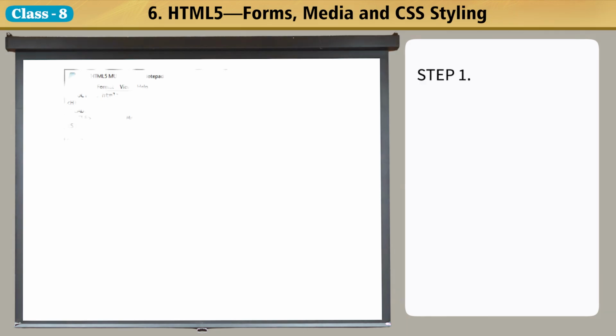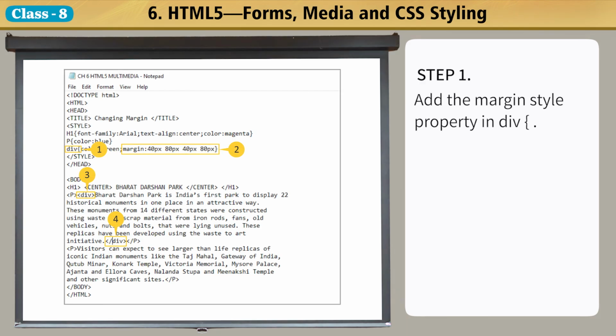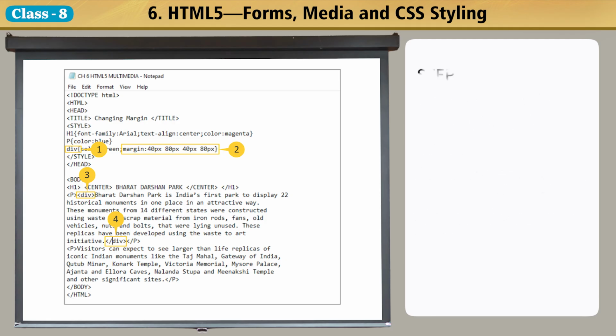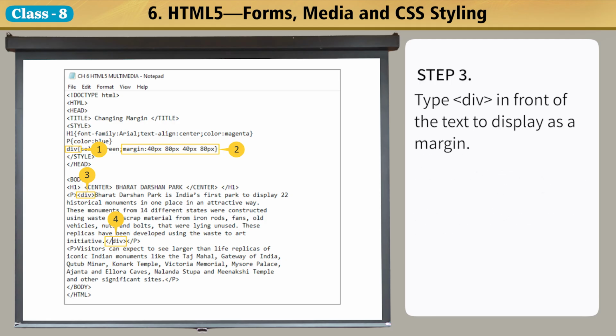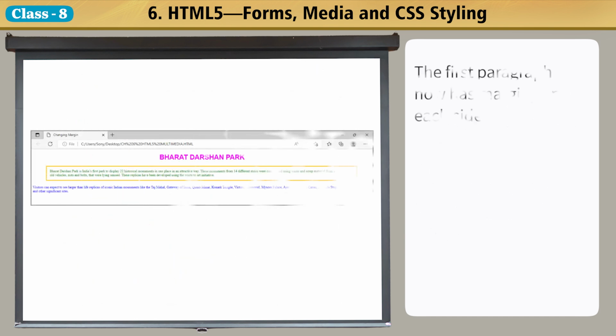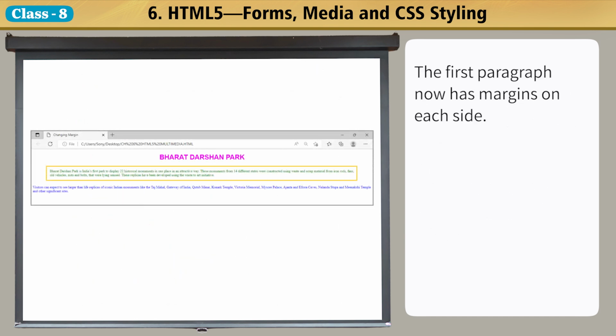Step 1. Add the margin style property in div. Step 2. Set the margin property by assigning values to top, right, bottom and left margins. Step 3. Type in front of the text to display as a margin. Step 4. Type after the text to display as a margin. The first paragraph now has margins on each side.